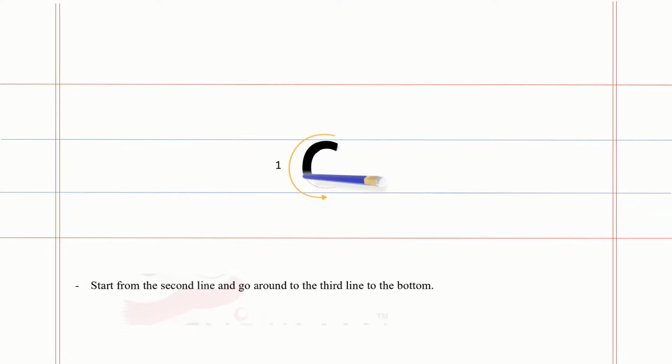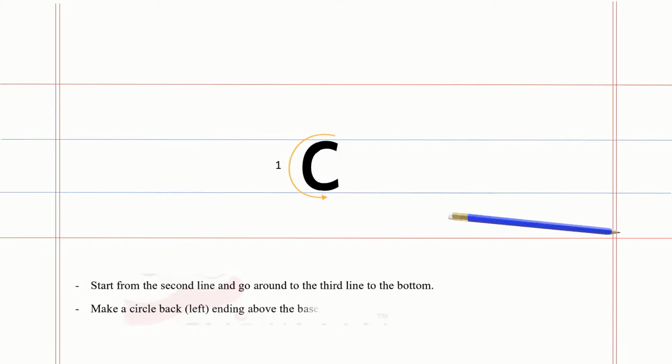Small c. Write small letter C on the middle 2 lines and give instructions. Start from the second line and go around to the third line to the bottom. Make a circle back left ending above the base line.